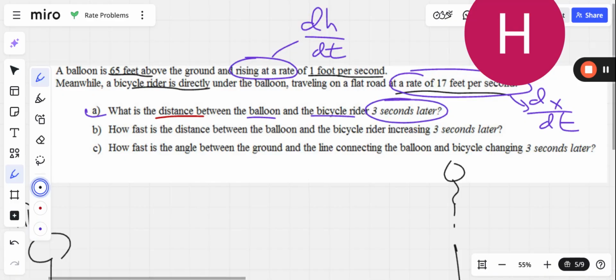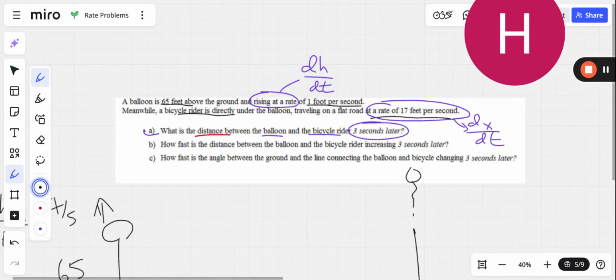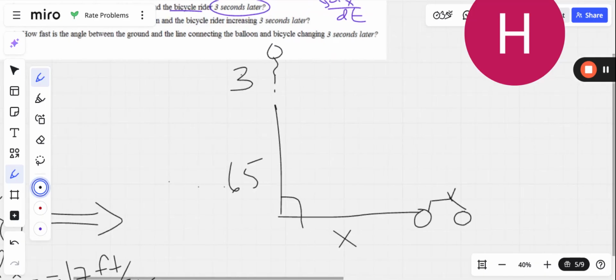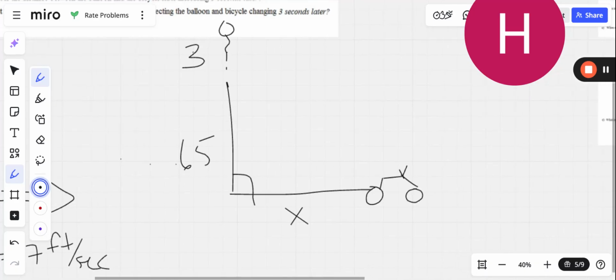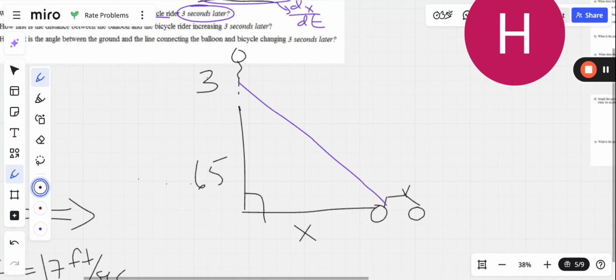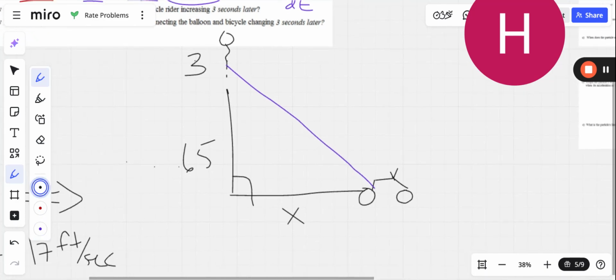So let's imagine the triangle that is associated with this snapshot moment in time. 3 seconds later, the balloon is going to have traveled 3 extra feet upwards. And let's see, the distance between the balloon and the bicycle rider is represented by this diagonal. So this is 3 feet. That's the additional amount. And this is going to be 51 feet.